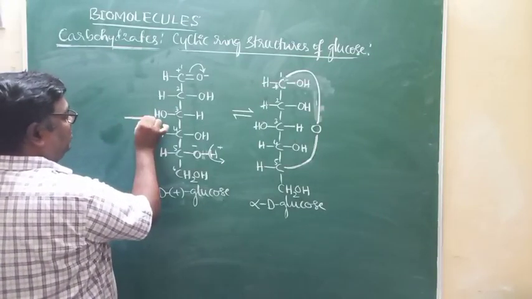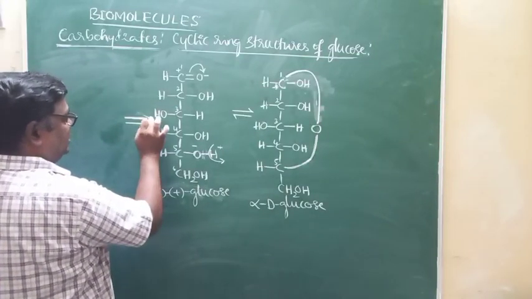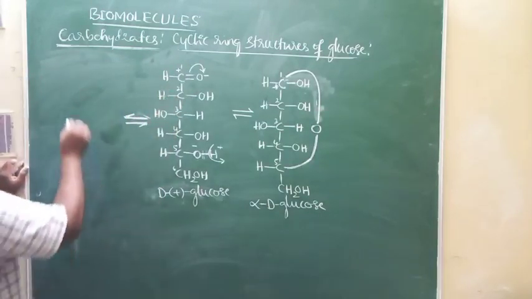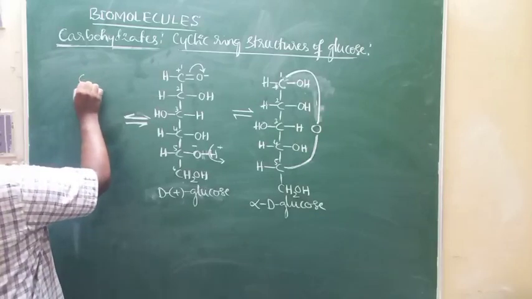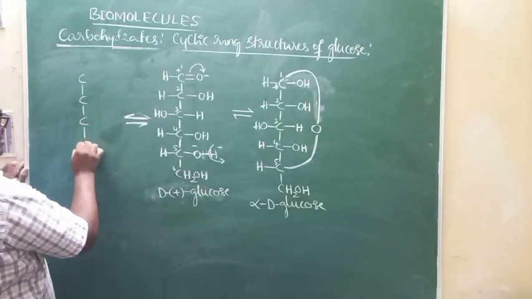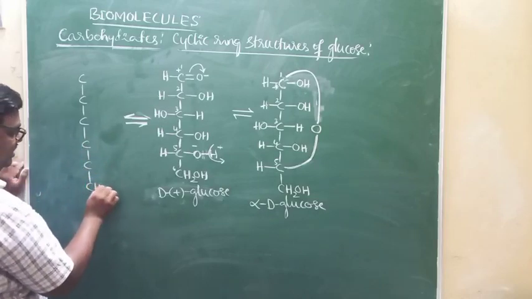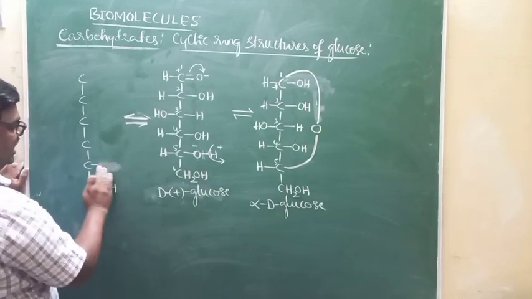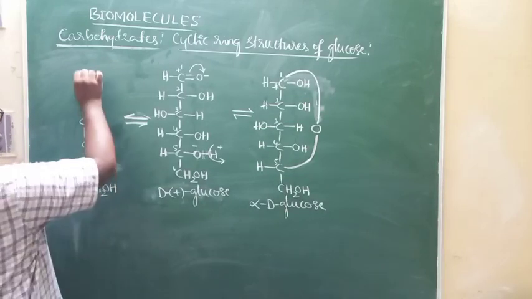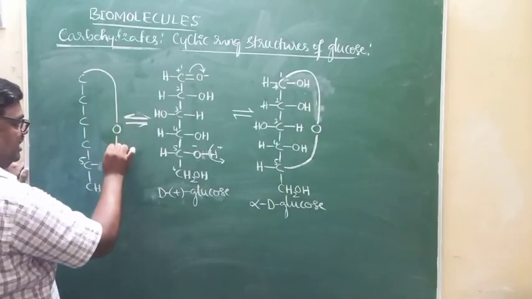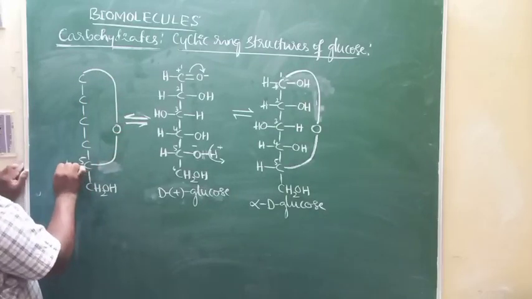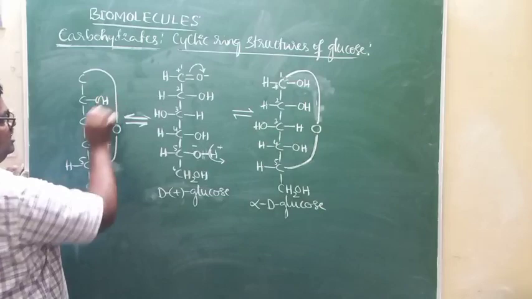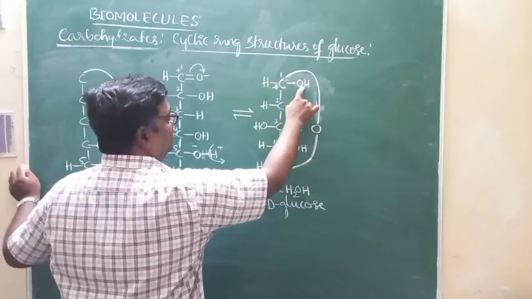Similarly, I can write one more possible cyclic ring structure to this, by keeping the OH group at the anomeric carbon atom on the left side. This is CH2OH. This is OH. And of course cyclization takes place at the 5th carbon atom. This is the cyclic ring structure. Here it is H. This is OH. This is H. This is OH. Here the OH is on the right side at the anomeric carbon atom.